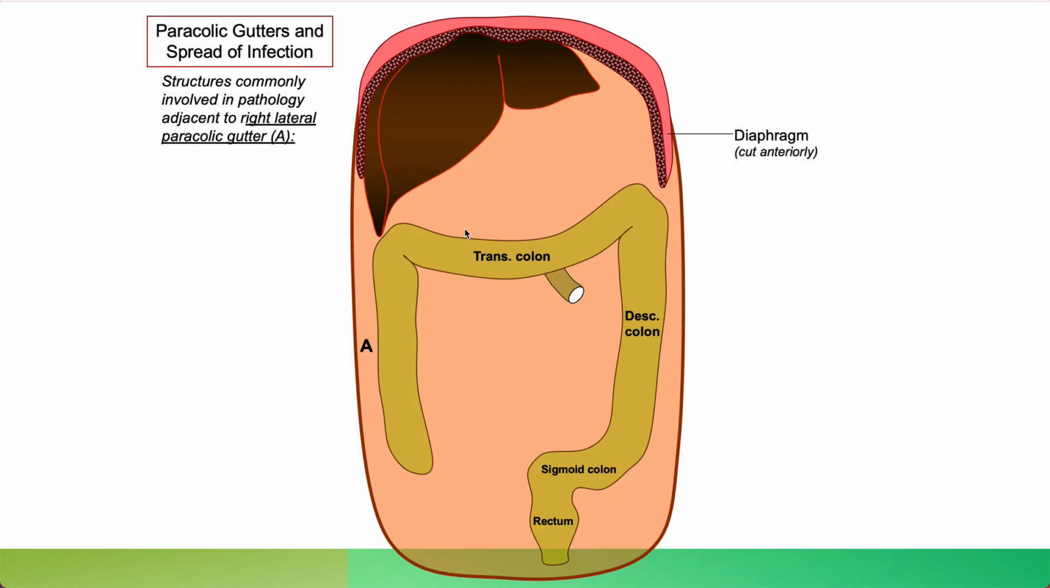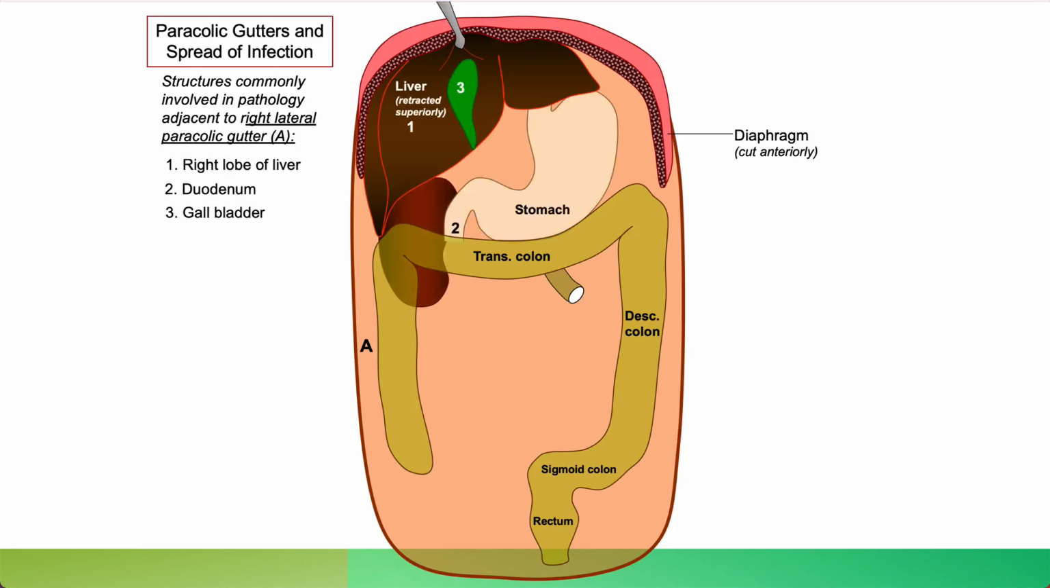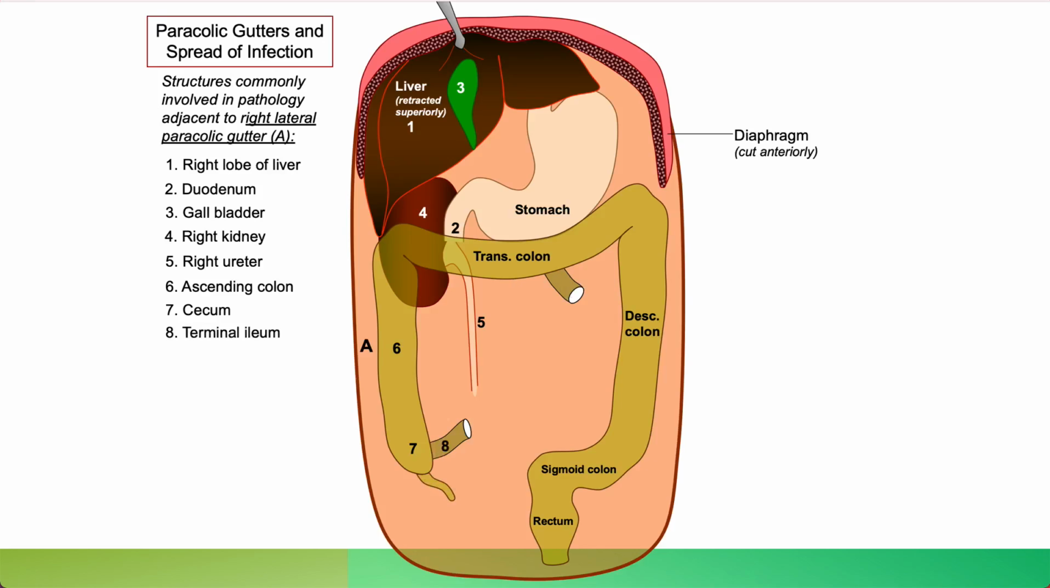We have liver here. Do we agree to that? Then we have stomach, duodenum, gallbladder. This is where the kidney is. Guys, between my kidney and my liver, a very important area. This right kidney and the liver, a very important area. This is my cecum, ascending colon, terminal ileum, duodenojejunal flexure, appendix.